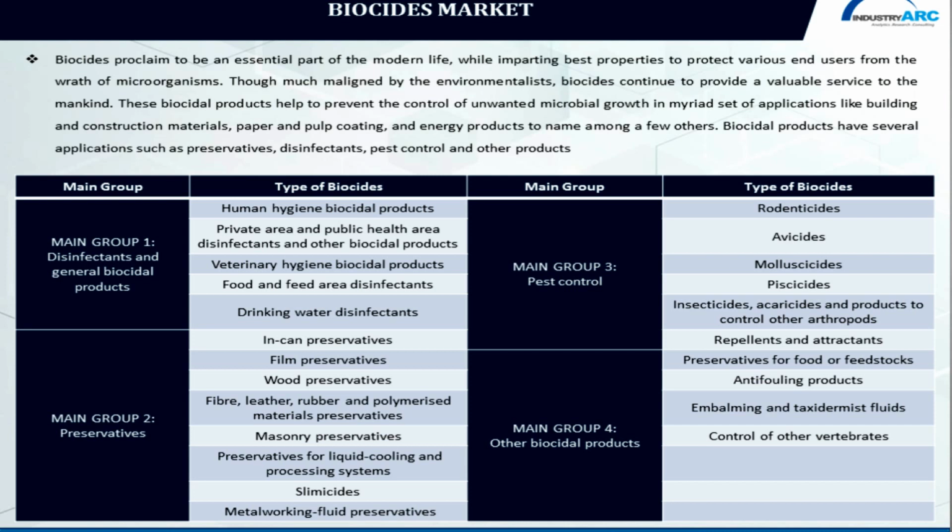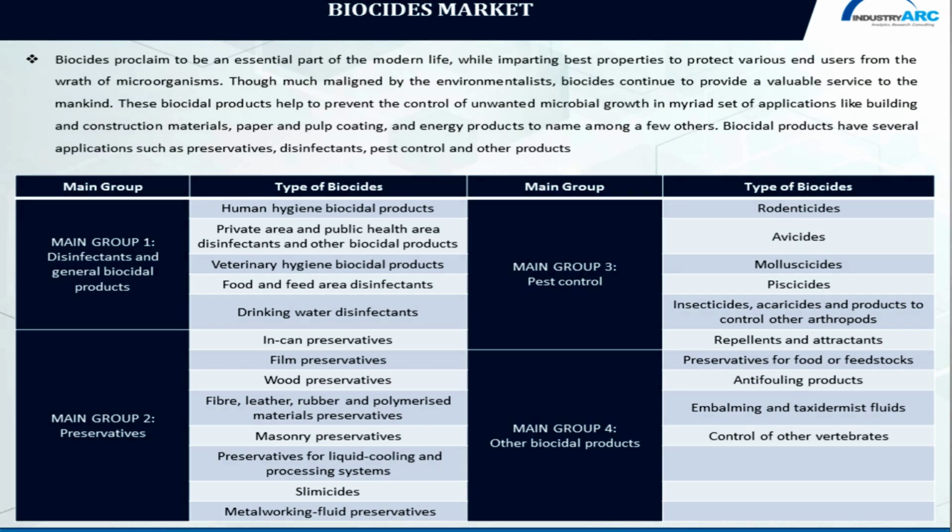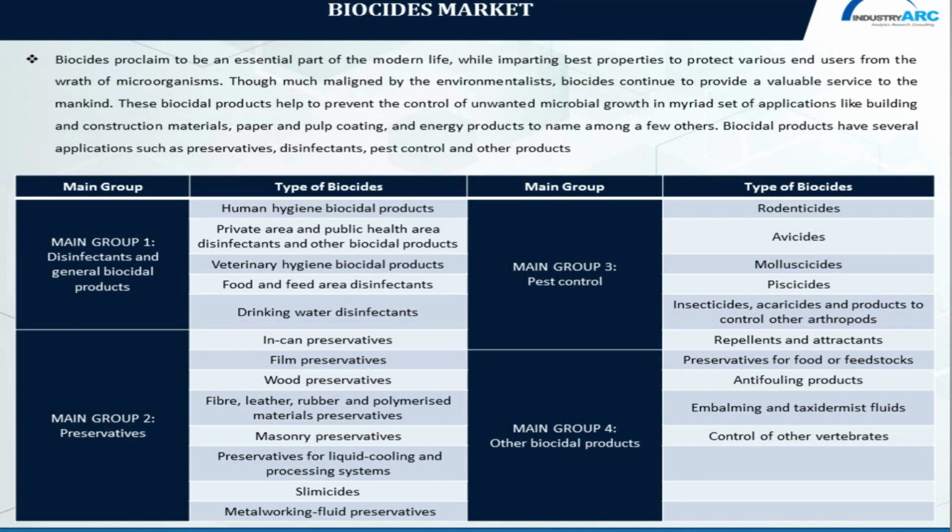The third main group is pest control. Under the pest control section, we have rodenticides, herbicides, molluscicides, pesticides, insecticides and other products that control other arthropods. The fourth main group of biocidal products includes other biocide agents like preservatives for food and feedstock, anti-fouling products, embalming and taxidermist fluids and control of other vertebrates.